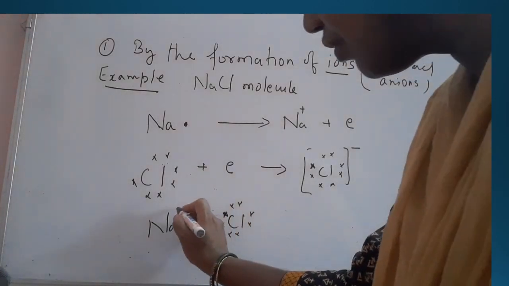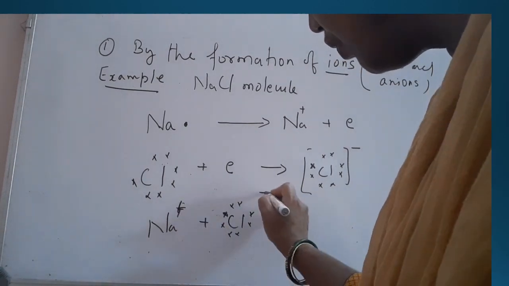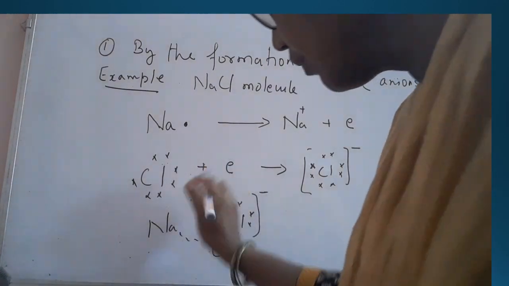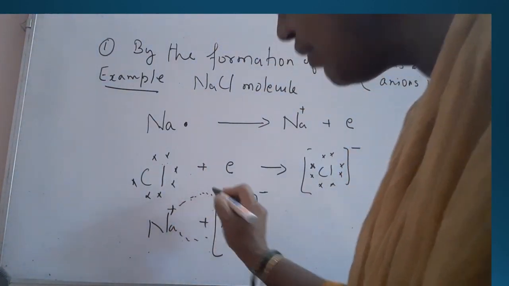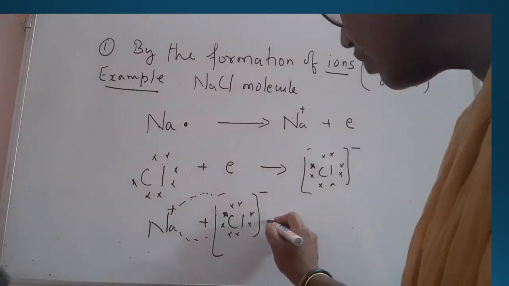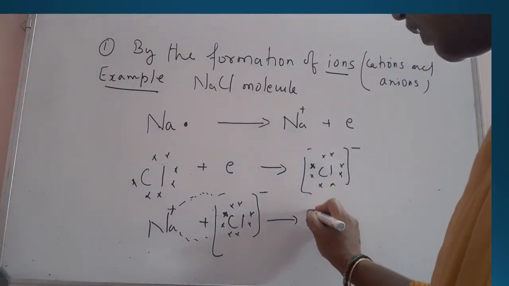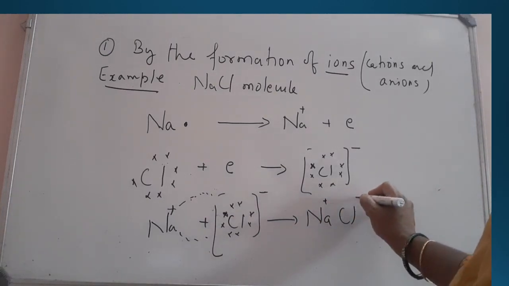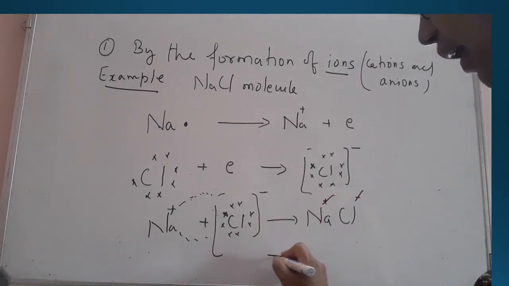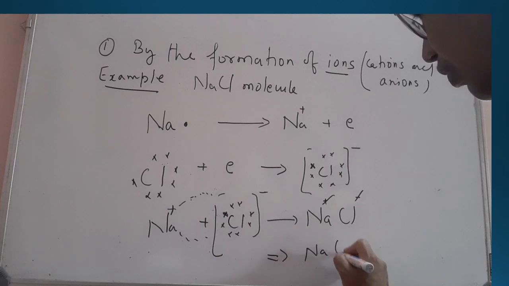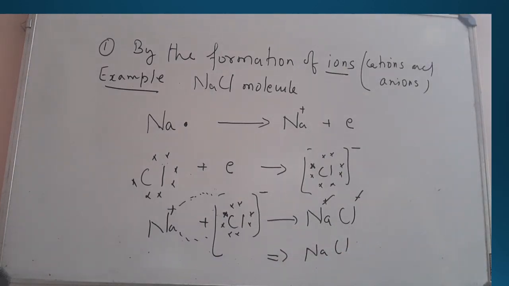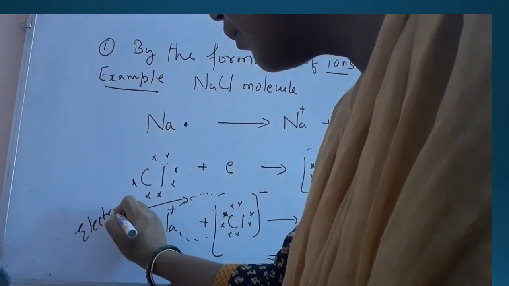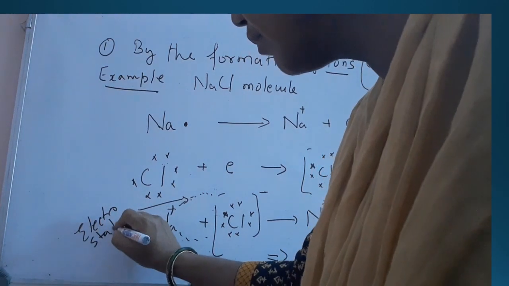And these two ions, sodium ion and chloride ion, get attracted to each other by a force, and that force is known as electrostatic force. Then it forms a molecule of sodium chloride. As there is one positive charge and one negative charge, they cancel each other and the molecule formed becomes a neutral sodium chloride molecule. And this force you can call the electrostatic force.